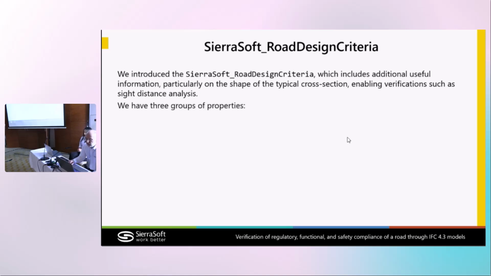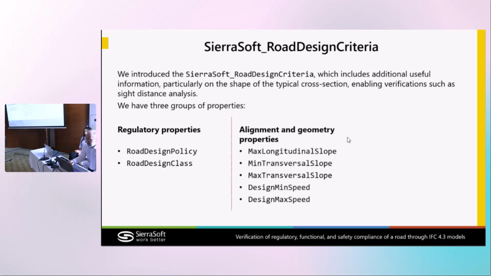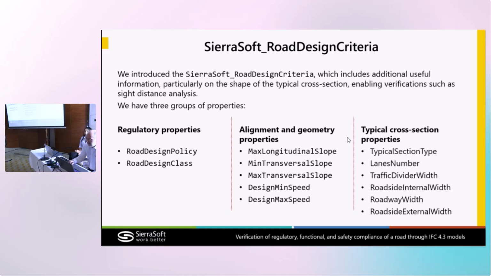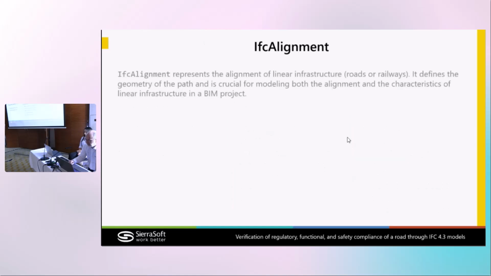We have 3 groups of properties. The first is regulatory properties: road design policy, road design class. The second is alignment and geometry properties: longitudinal slope, transversal slope, and design speed. And the third is for the typical cross-section: properties are typical section type, lane number, traffic divider width, roadside internal width, etc.